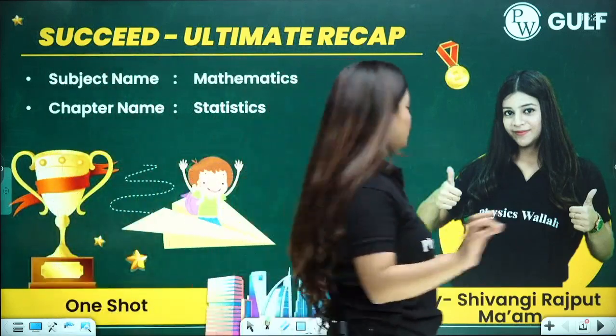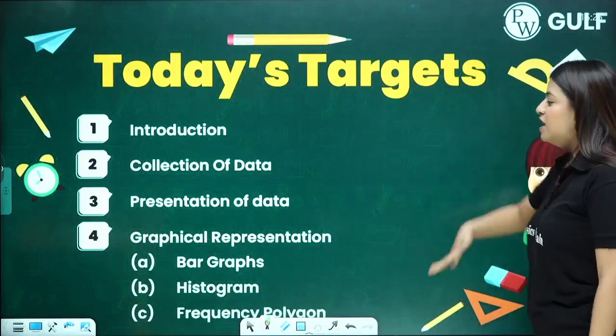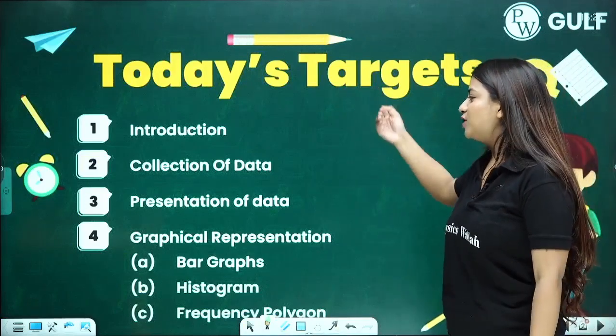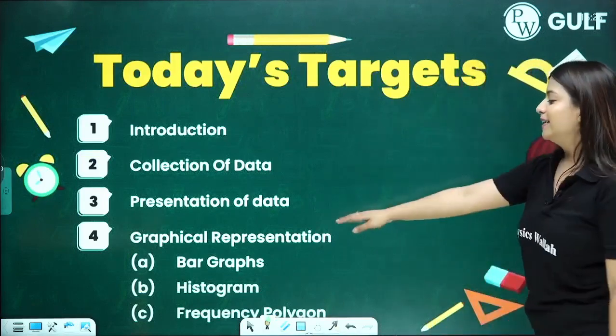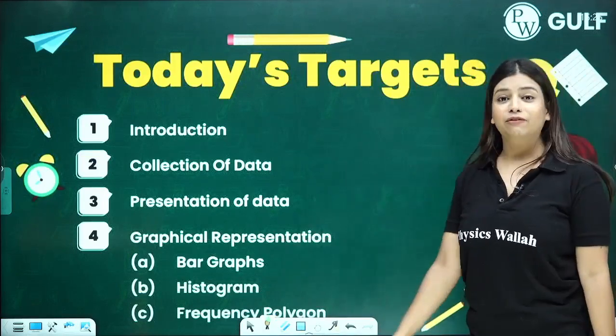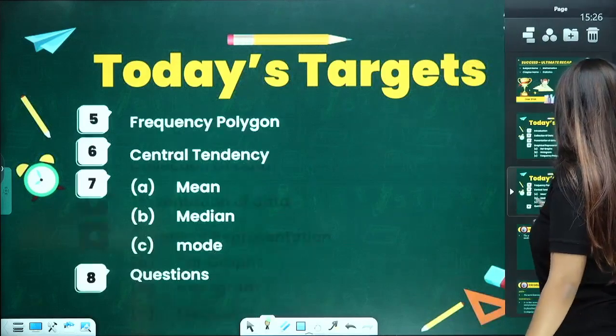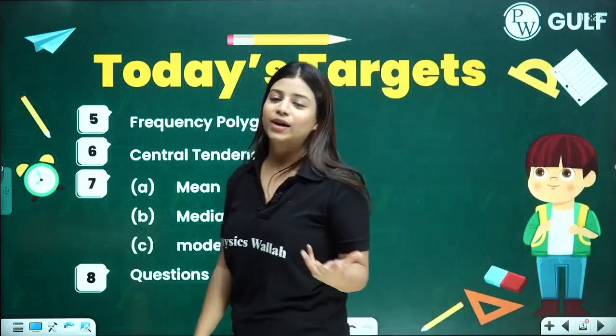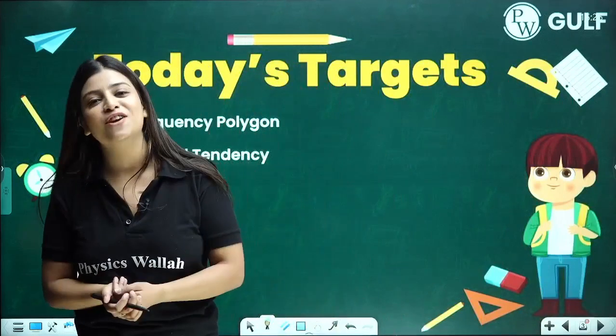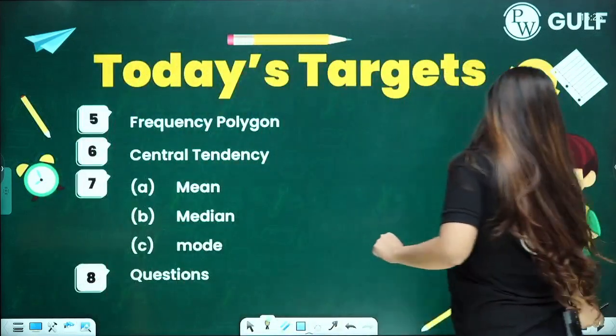So let's begin with our table of content for the day. We are going to learn about the introduction, collection of data, presentation of data, the graphical representation, that is bar graph, histogram and frequency polygon. Along with that, we are going to learn central tendencies, that is our mean, median and mode, and some questions related to each and every topic. So let's start with this topic.